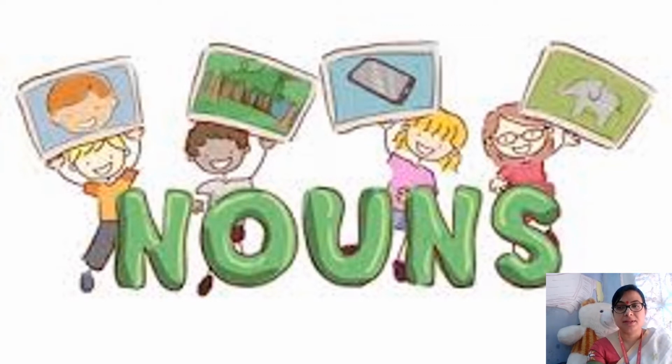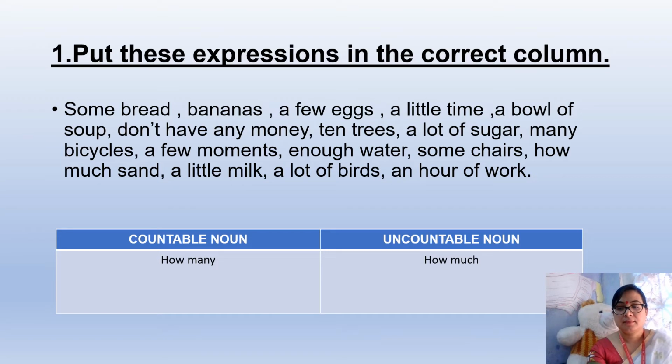So let's begin with the exercises. So children, let us begin with the exercises. Page number 16. Kindly write date and classwork. So today's date is 9th of April 2020. As you can see, the question is given there. Put these expressions in the correct column. The words are also given there, and there are two columns mentioned here. One is for countable and the other one is for uncountable.